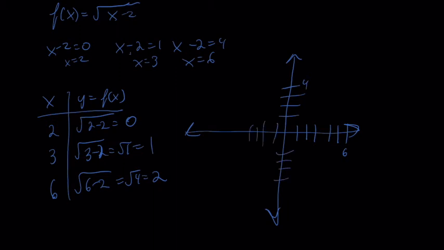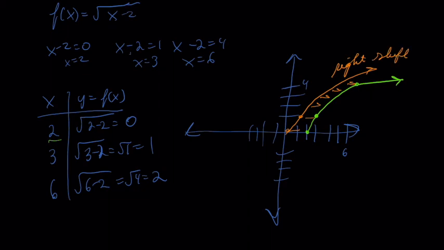Okay, so I have when x is 2, y is 0, when x is 3, y is 1, and when x is 6, y is 2. Here is my graph of my new parabola that has been shifted to the left 2. It's not a parabola, sorry, it's a radical function, that's been shifted to the right 2. Every point's been shifted to the right 2. All right.